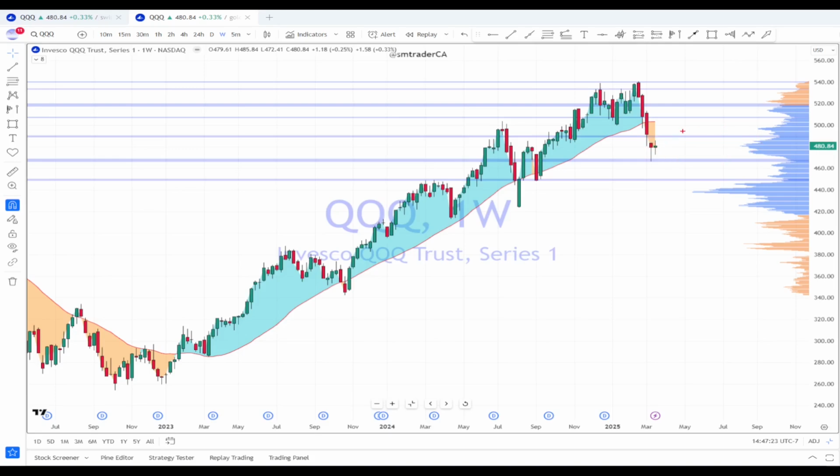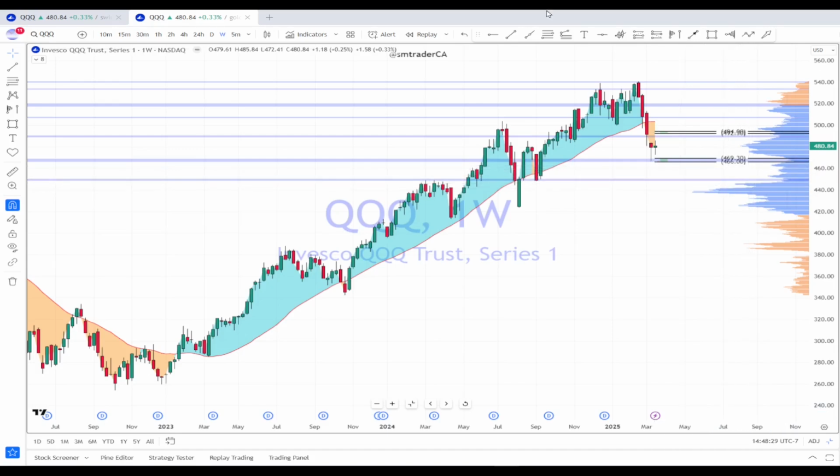So again, we're basically looking at the zone here to see would it be able to get above this zone. And if it doesn't, then we want to see would it be able to hold this zone. And right now, the market is pricing in these following ranges. The upper range is 492.30 and 494, so it's quite narrow. And the low range is 469.30 and 466.